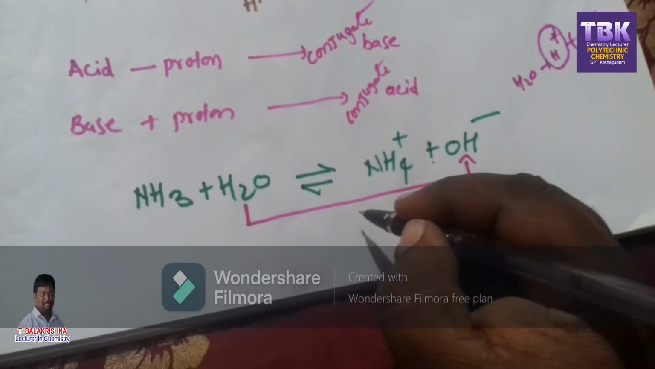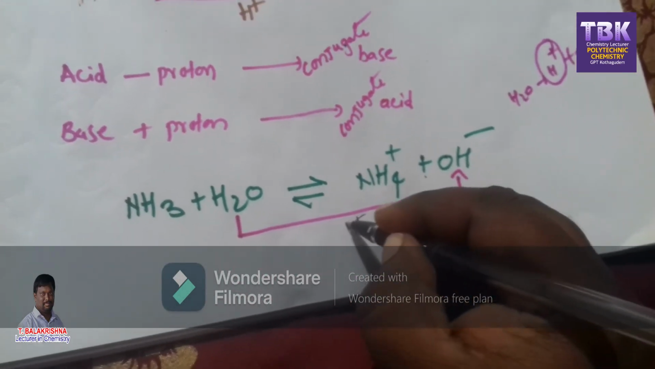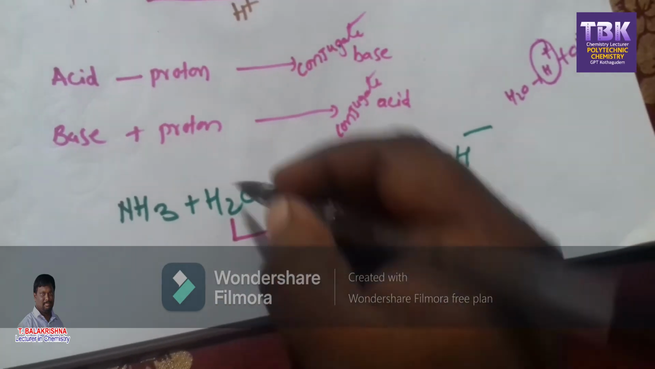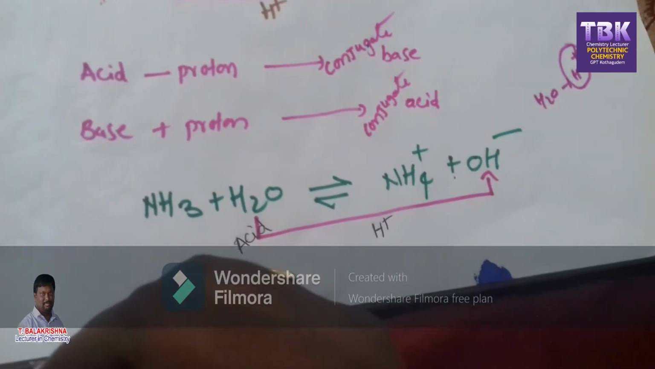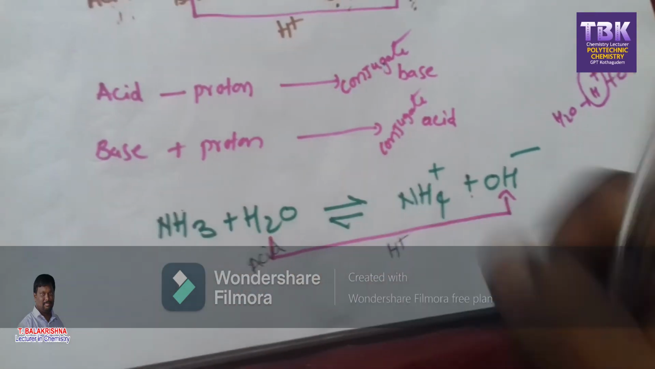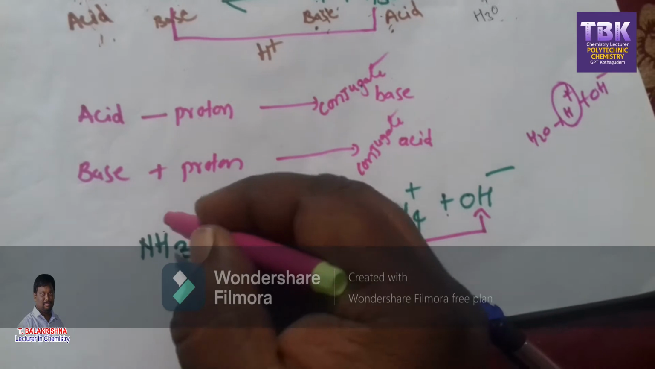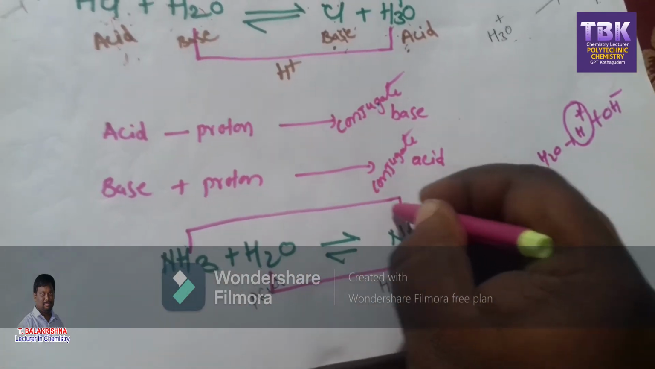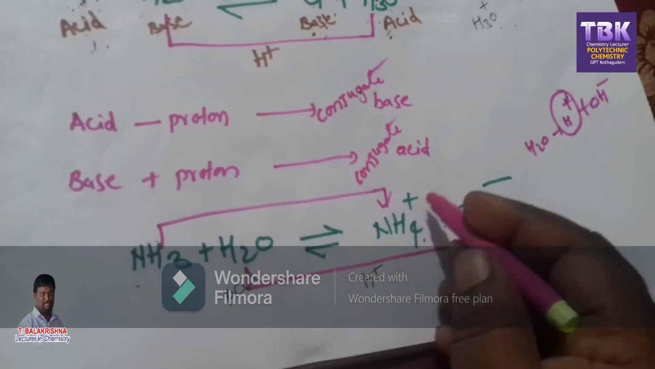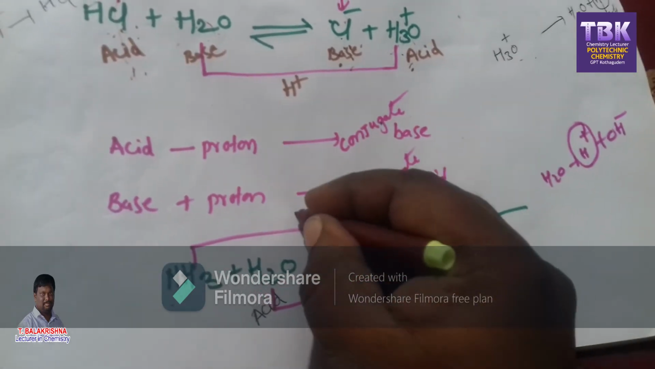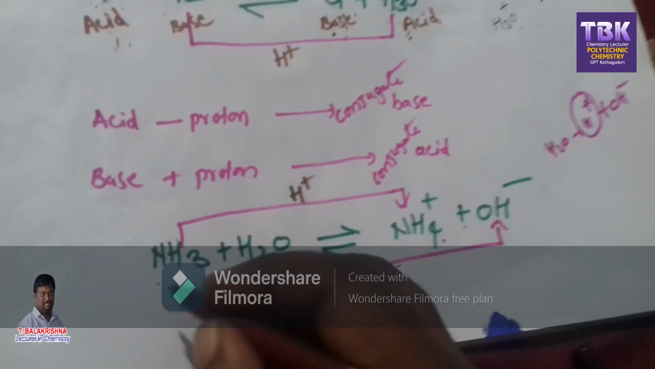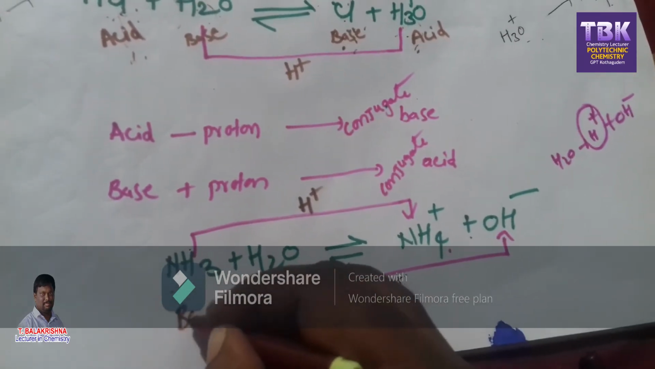H2O donates a proton. It loses the proton. So which substance loses the proton? That is called an acid. It is an acid. So when you observe this one, ammonia is converted into ammonium ion. So it has one extra hydrogen and one positive charge. That means it accepts the proton. The chemical substance which accepts the proton is called a base.